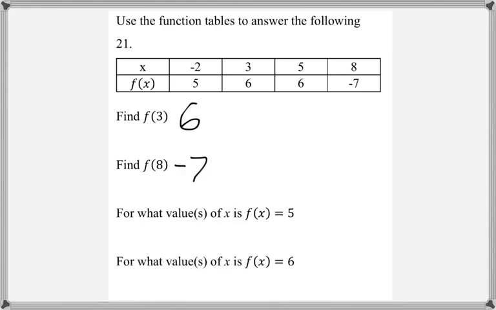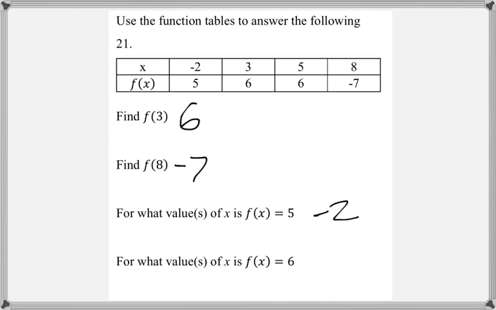The next two are kind of the opposite. So it says for what values, possibly more than one, of x is f of x equal to 5. So they're basically telling you what input do you need to put in to get an output of 5. And if we look at this, if you plug in a -2, then you're going to get a 5. So that's -2.